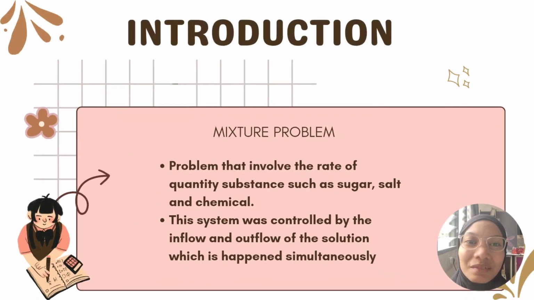First things first, I will explain what the mixture problem is. A mixture problem is one of the problems that involves the rate of change of the quantity of a substance such as sugar, salt, and chemical substance. For this problem, it is controlled by the inflow and outflow of the solution, which happen simultaneously.